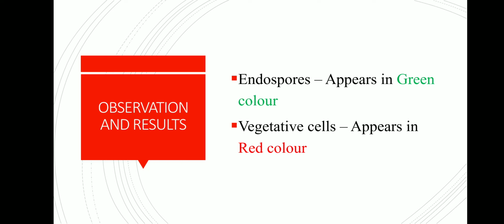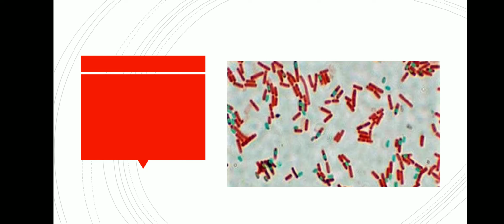Observation and results for the endospore staining technique: the endospore appears in green color. If it is a vegetative cell, then it appears in red color. This image shows the result of the endospore staining technique: the endospore appears in green color and the vegetative cell appears in red color.